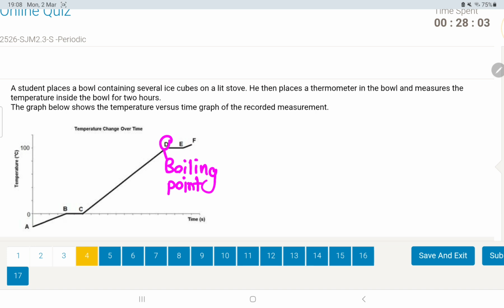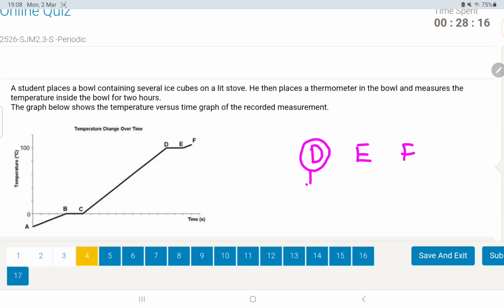So D to E, actually I'm gonna use a different thing. Here we have D, E, and F. I'm gonna do the same thing as I did for A, B, C. So D here, we said it's the boiling point, which is 100 degrees, right? So here, D to E, what do you think is happening?